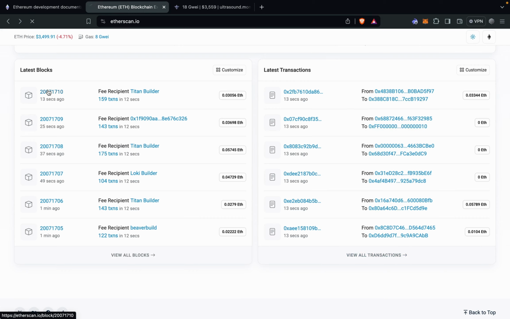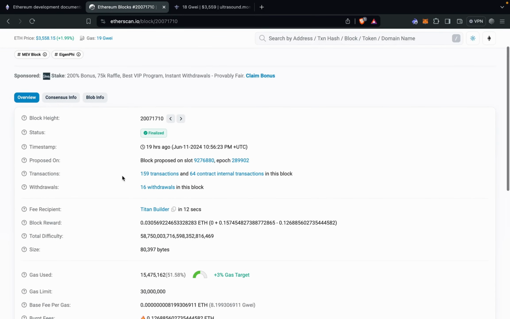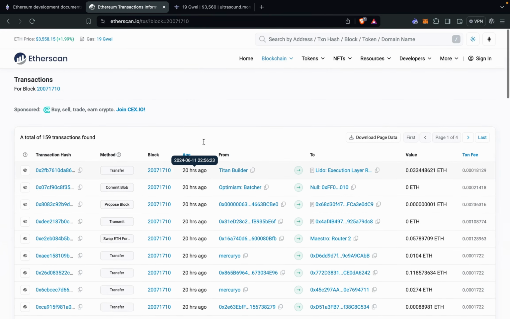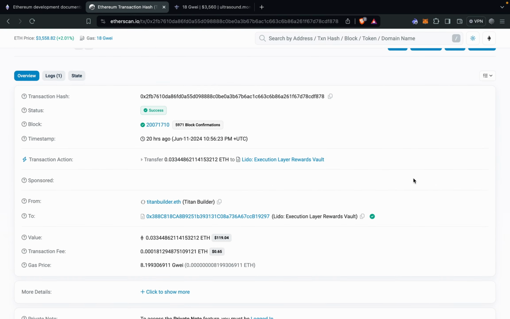So as I mentioned, a block will contain multiple transactions. This block contains 159 transactions, and all of these transactions are of type that A sent something to B, and there's some value associated with it and a transaction fee in proportion to the computation that is required by that transaction. And once you go deeper into a transaction, you'll see all of the details about it.